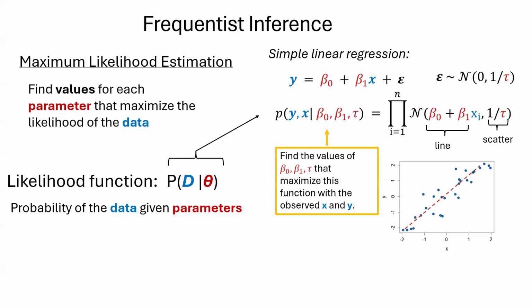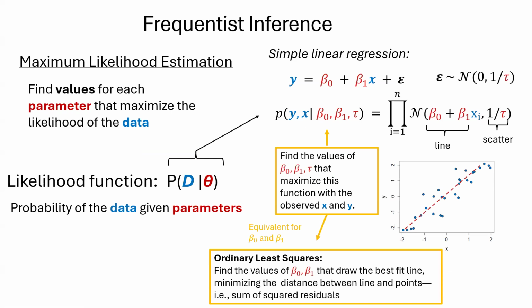And so the goal of maximum likelihood estimation is to find values for these three parameters that maximize this function with the observed x and y. So that's usually a mathematical optimization problem. A slightly more intuitive way to think about it is, for the slope and intercept, an equivalent method called ordinary least squares. So this is just finding the values for the slope and intercept that draw the best fit line between the points, specifically the line that minimizes the distance between the line and the points.